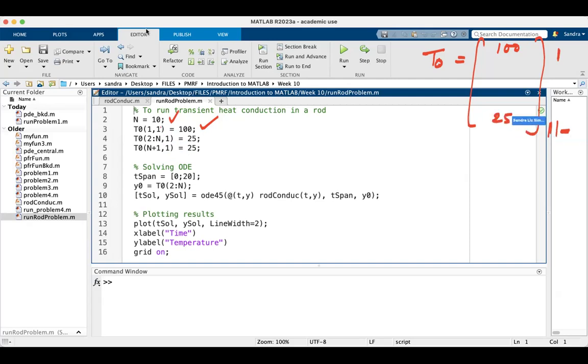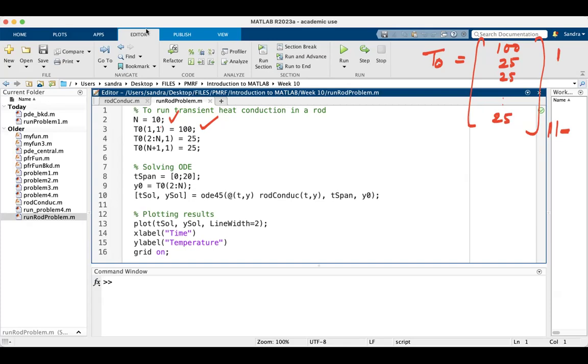And in between, that is from 2 to n, the initial temperature is being given to you in the question, it is 25, right? At the beginning of your experiment, your temperature at every point, you're taking it to be 25. So I take this as the initial value, 25, 25, and so on. So now I've got the T0, the initial thing.